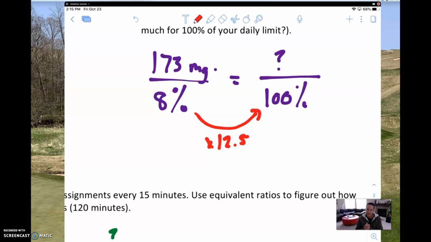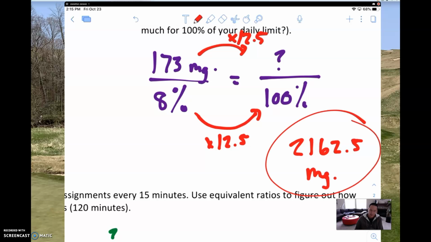So we can take the 173 milligrams, and we can again multiply that by the same number, 12.5. 173 times 12.5 gives us 2,162.5 milligrams of sodium. That's what you should be allowed to eat and consume a day.